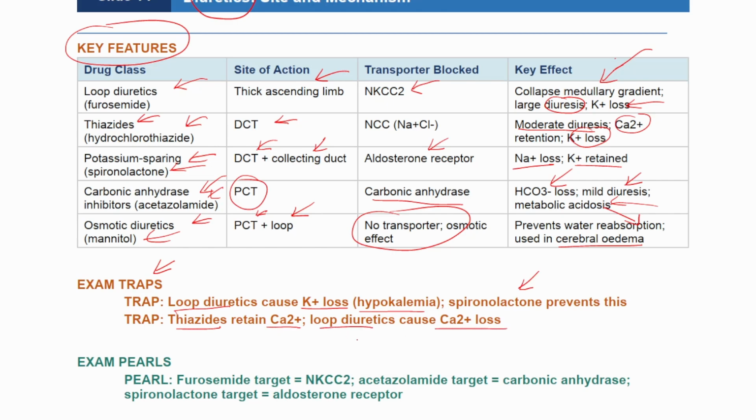the urine. We close out this sequence with 3 essential exam pearls linking specific drugs directly to our molecular targets. For your test, firmly correlate that the molecular target for furosemide is the NKCC2 transporter. The target for acetazolamide is the carbonic anhydrase enzyme. And the target for spironolactone is the aldosterone receptor.